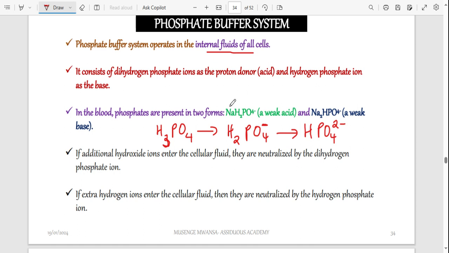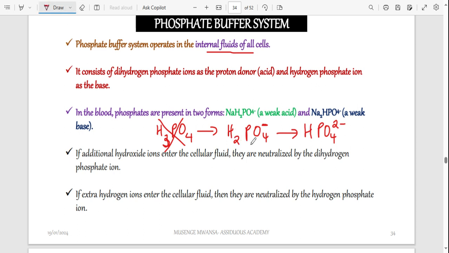Now for a phosphate buffer, we don't use this. We don't use the phosphoric acid. We use these two. Remember we said anything which differs by only one hydrogen is a conjugate. So meaning that these two are conjugates.